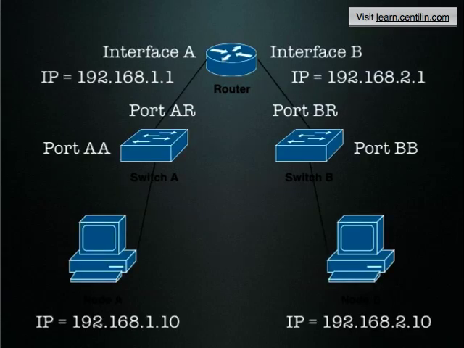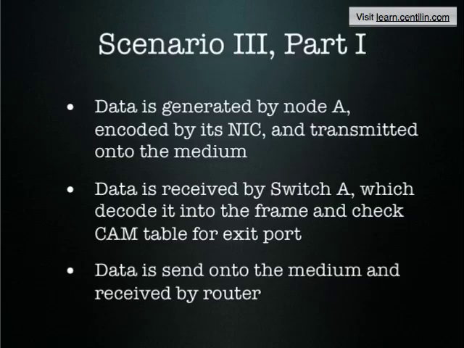Now, the big player comes in, the router. This is when you need to pay attention. Host A is sending data over the wire and received by switch A, which looks up its CAM table. Assuming interface A's MAC address is already in the CAM table, switch A will send that piece of information out port AR.